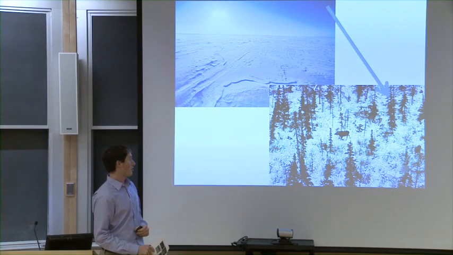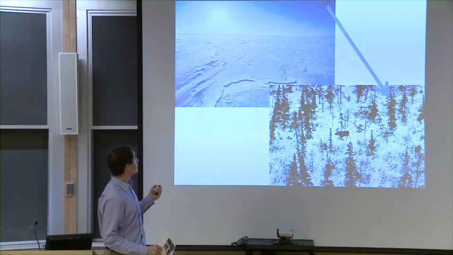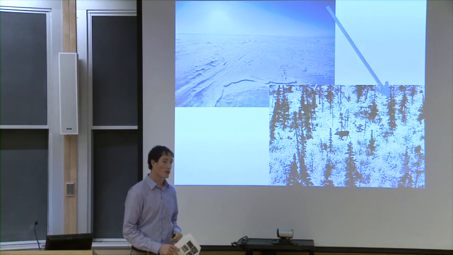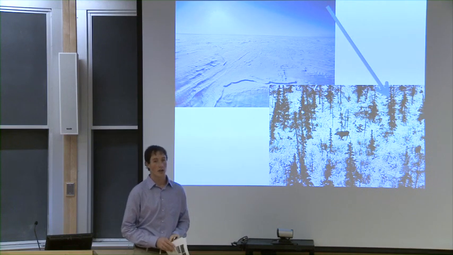Additionally, there's a seasonal impact. As the boreal forest expands, it's going to cover up this highly reflective surface that occurs in the winter in the polar deserts and the tundra, again having an impact on the climate.